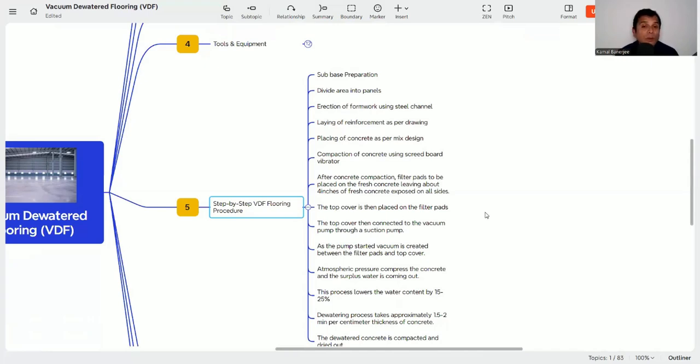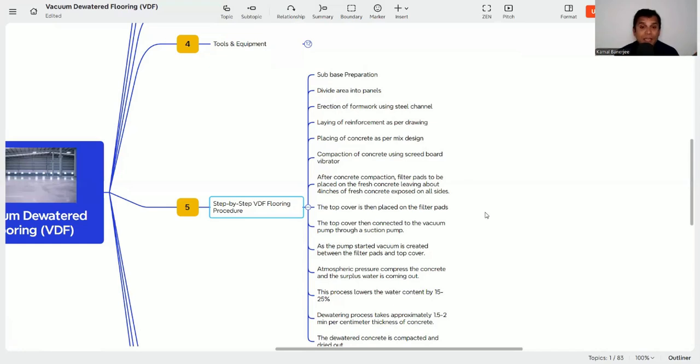Then it is very important to divide the area into panels, because in one go it is impossible to do the concrete. That is why we need to divide it into panels. Also, if we do not divide into panels, shrinkage cracks or thermal expansion cracks are generated if it is a longer span. So that is why we need to divide into panels.